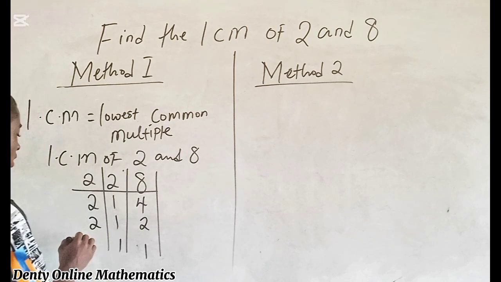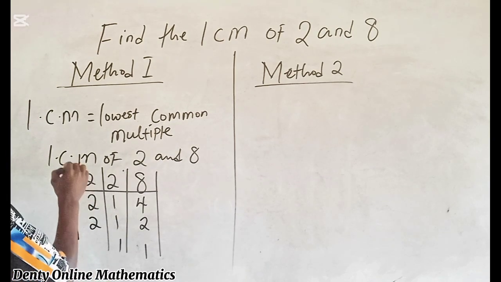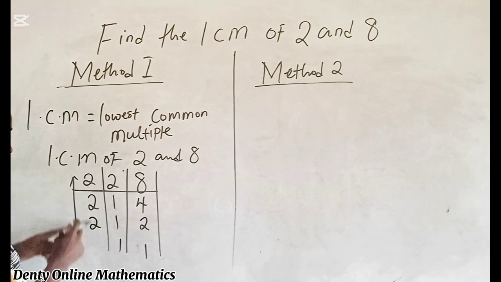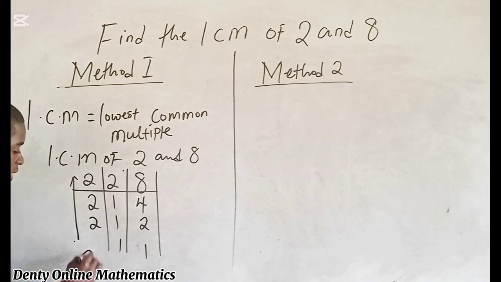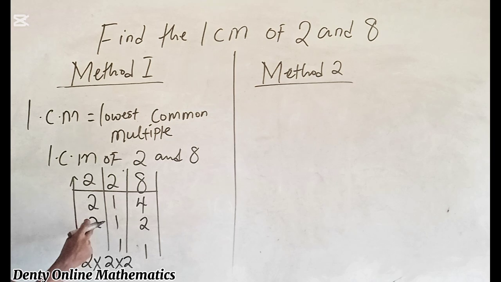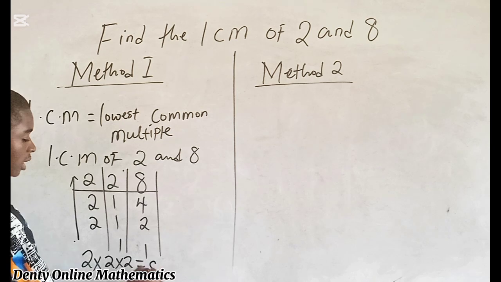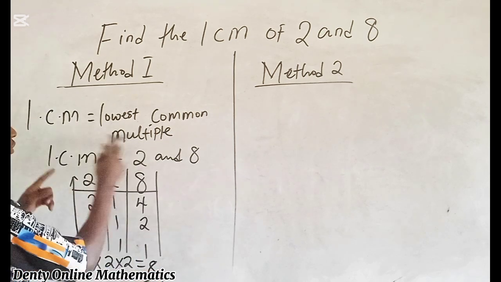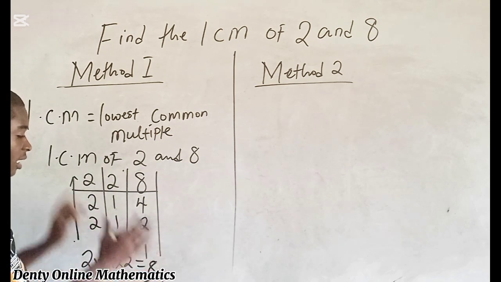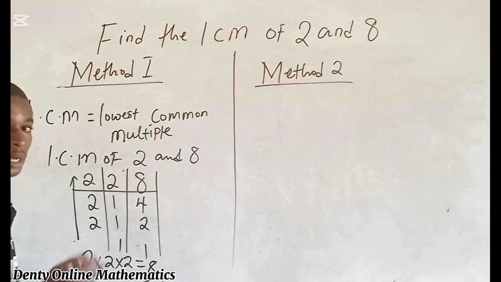So now you count from the bottom to the top. From here, up. So that will be 2 times 2 times 2. 2 in 3 places. 2 times 2 times 2, which is what? 2 times 2 is 4. 4 times 2 is what? 8. So the LCM of 2 and 8 is what? 8. This is for the first method.